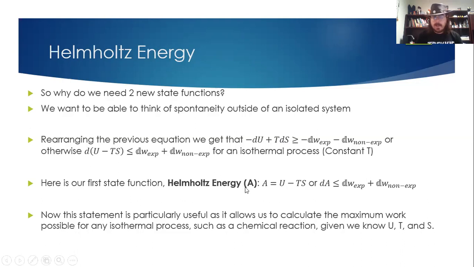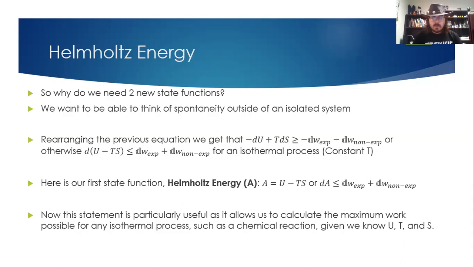We look at Helmholtz energy, which is A. We say that the Helmholtz energy is equal to the internal energy minus TS. Also, we could say that the change in Helmholtz energy is always less than or equal to the total work. Now this statement is particularly useful as it allows us to calculate the maximum amount of work possible for any isothermal process, such as a chemical reaction, so long as we know the internal energy, the temperature, and the entropy.